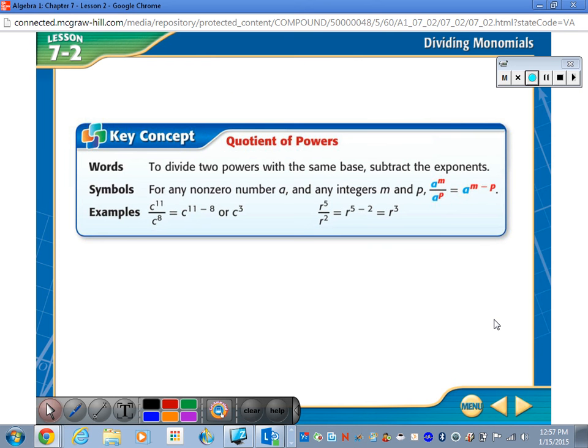Okay, so here is your first formula. Really, all you need here is this part. Basically what it says is that your bases are the same and you're dividing, so you're just going to subtract the exponents. It should look similar to the previous lesson, where when the bases were the same and we were multiplying, we added the exponents. Now we're going to subtract. And then they give you a couple of examples with numbers. So you do 11 minus 8, which is c to the third, and 5 minus 2, which is r to the third. And keep in mind, all of this would be on the top part of the fraction.